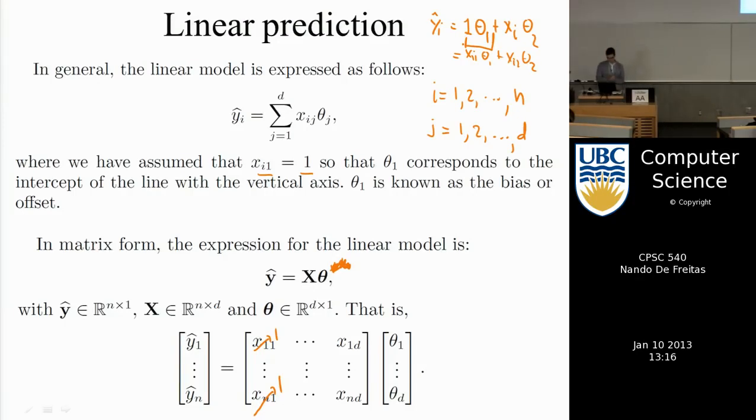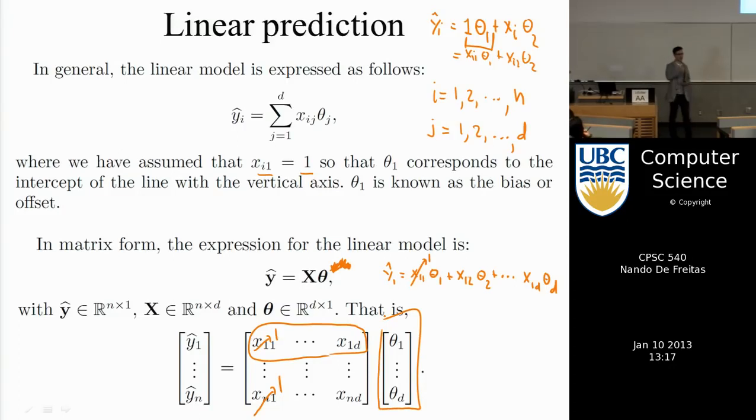And of course, now each point y_i, so for example y_1, is just equal to x_11, which is 1, times theta_1 plus x_12 times theta_2. So I can either write it like this, or if I use matrix notation, that's just this vector times this vector, which is much more succinct. And instead of writing it for each index i, the index i is over the vector.